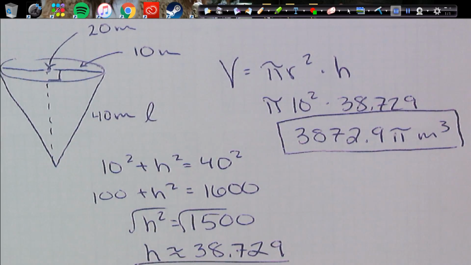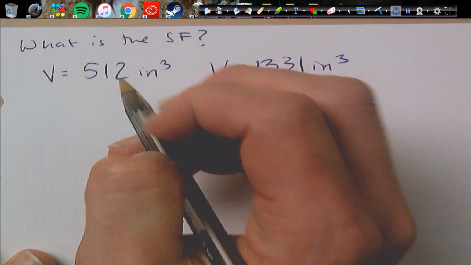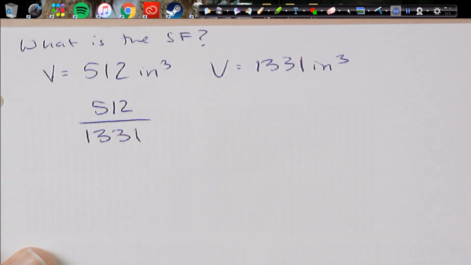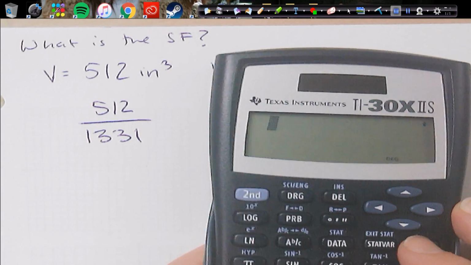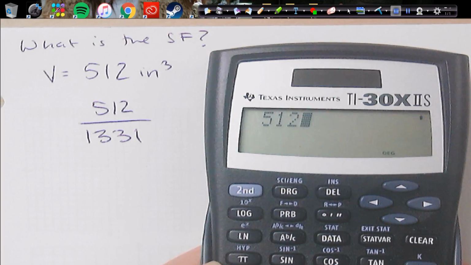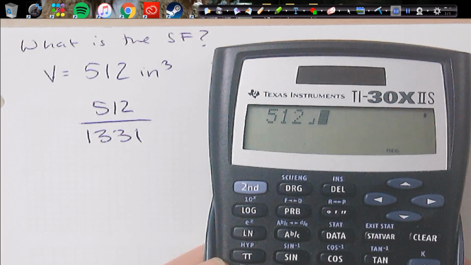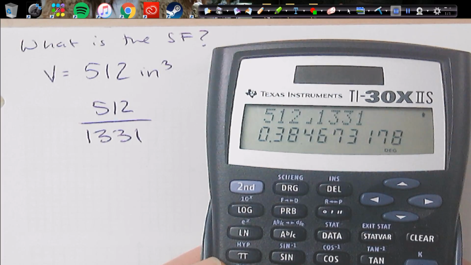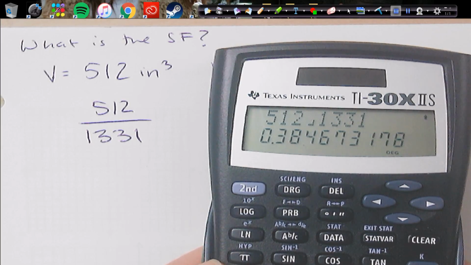One last problem. What is the scale factor? So we got 2 volumes. I'm going to choose to take this top one over the bottom one. First thing I should do is see if I can reduce my fraction. So we got 512, and you're going to hit this button right here, that A, B, C, and we're going to get 1. Oh, okay, so if that happens, that means we can't reduce this, so we're just going to not reduce it.